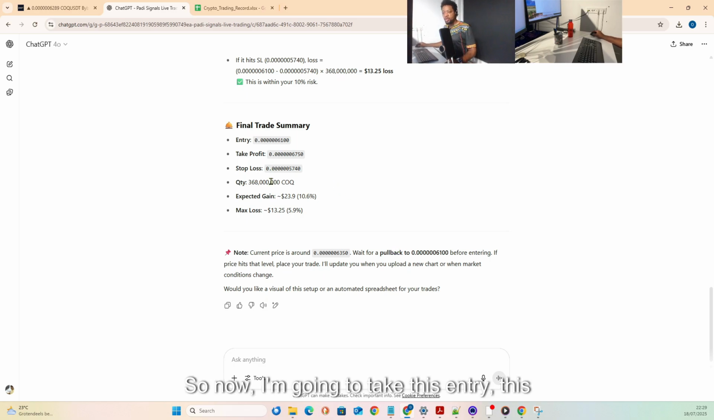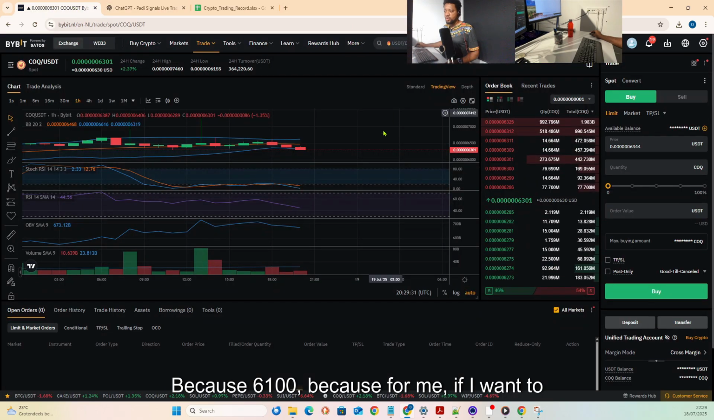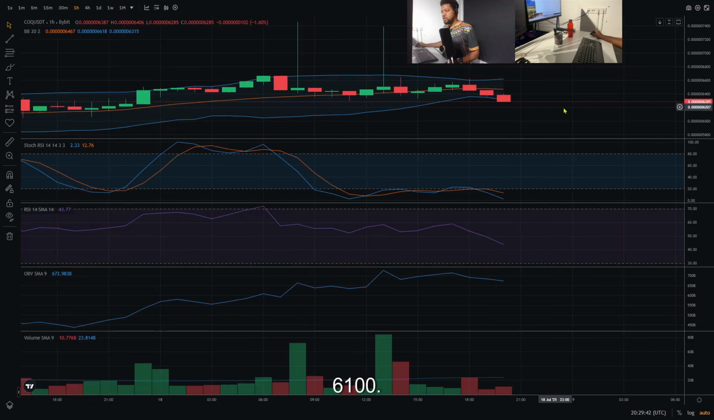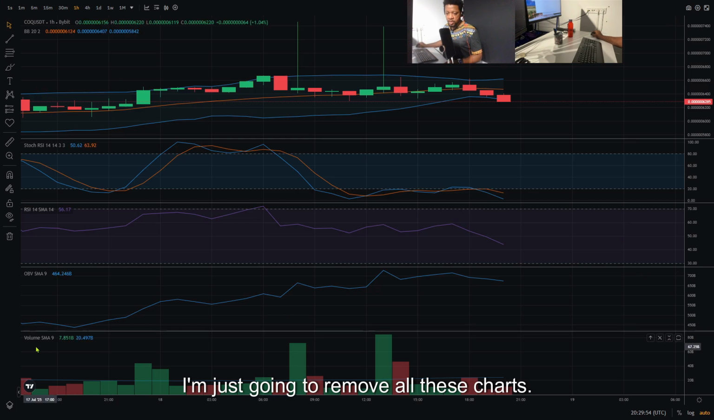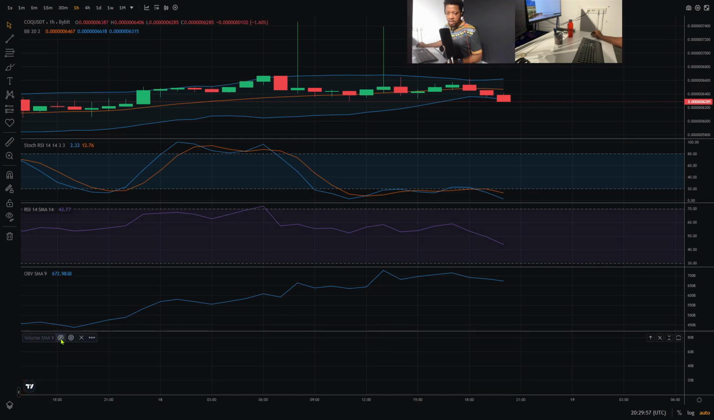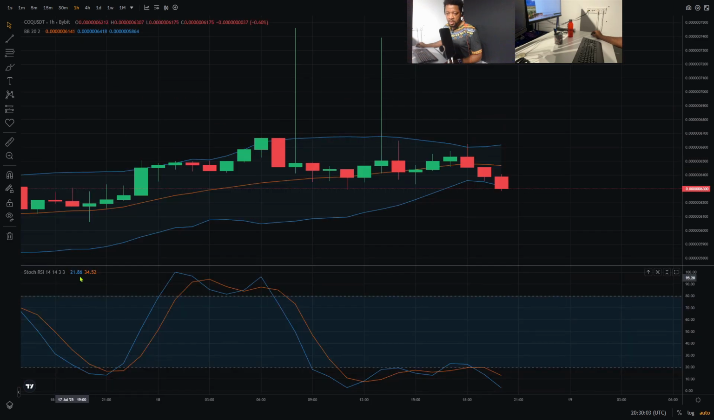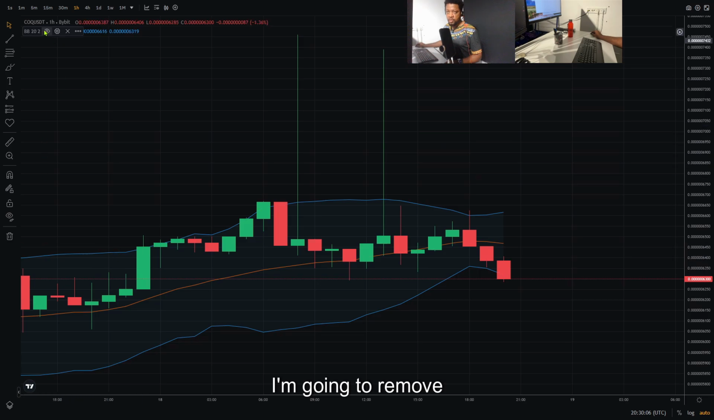No. So now I'm going to take this entry price, because it looks like a good suggestion. Because for me, if I want to analyze 6100, how will I analyze it? Okay, let me just remove these charts. Let me think about it. 6100, because this is the current price and 6100 is somewhere around. Let me draw a line. I'm just going to remove all these charts. I can always put them back. I'm going to remove Bollinger also.